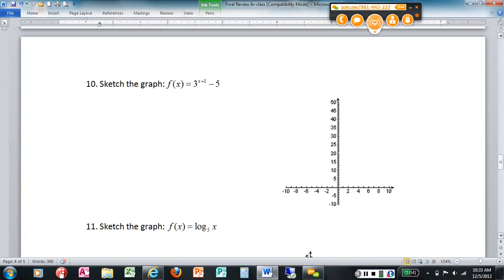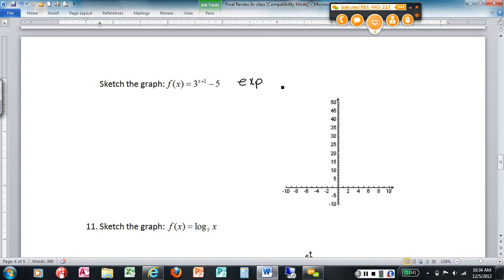Graph 3 to the x plus 1 minus 5. Yes, we talked about these earlier. This is an exponential function because x is in the exponent. And the graphs of those, well, basically we called them hockey sticks. But, yeah, you've got a kind of a hockey stick.